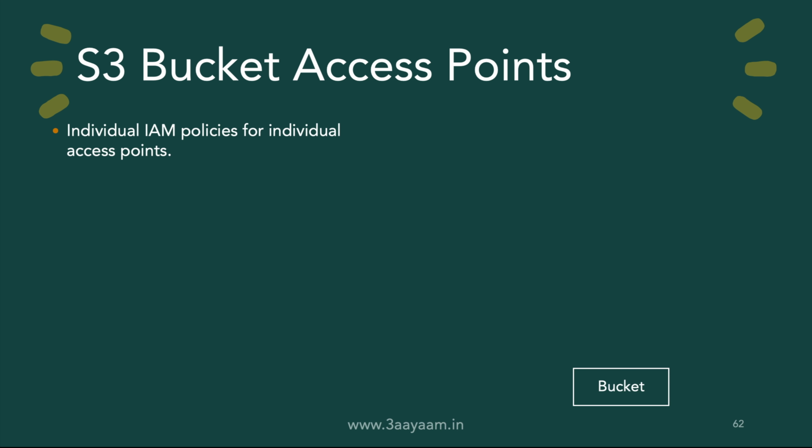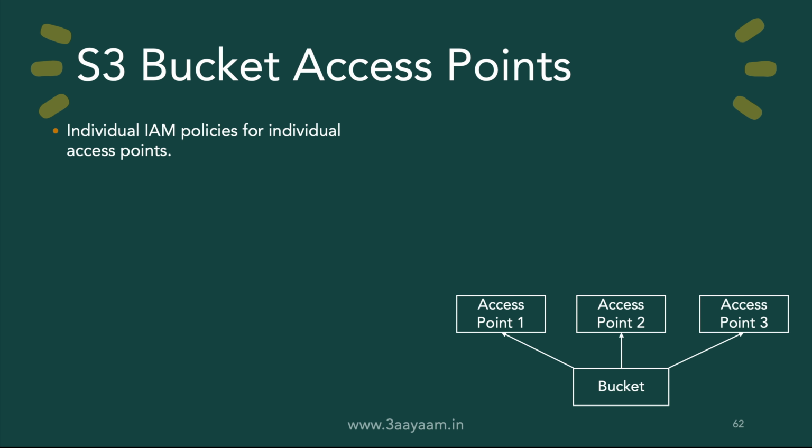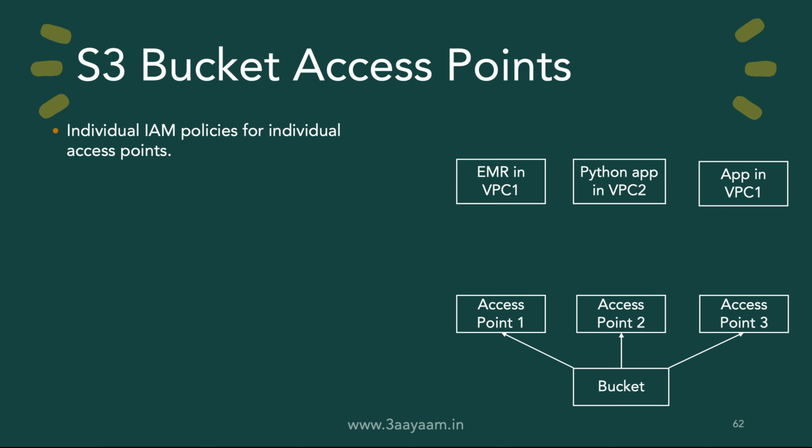So, let's say I have this particular bucket and I have three access points created on the same bucket. Then I have resources, and it can be services running in EC2 instances. Let's say there's an EMR cluster running in VPC1, there's an application in VPC1, and there's a Python application in VPC2, and these are the resources. Not only applications, there can be users also. So we can restrict access to buckets using access points to users as well.